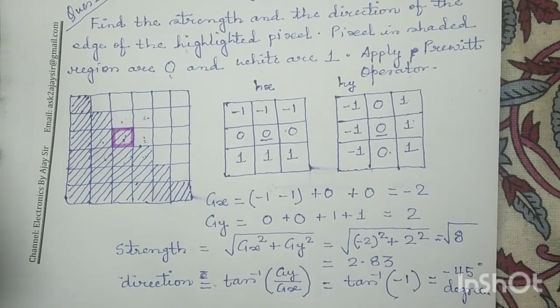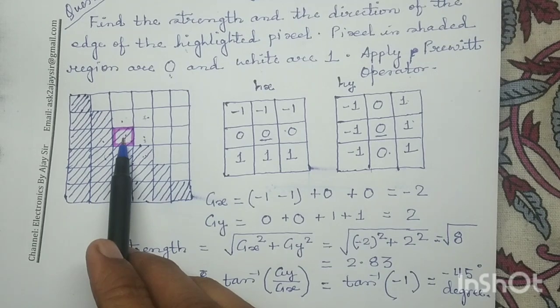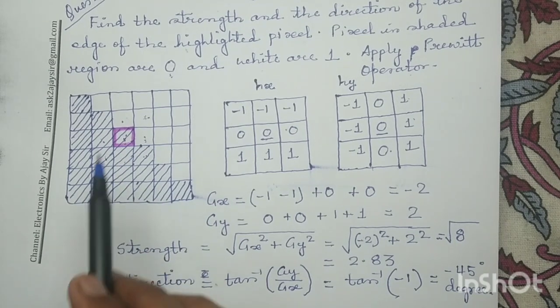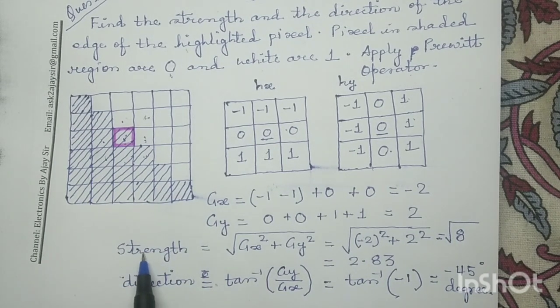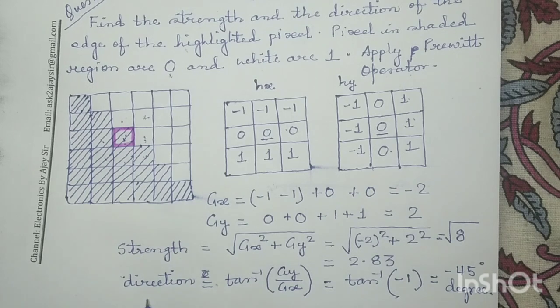So finally, for these highlighted pixels, by applying the Prewitt operator, we have determined its strength as well as its direction.